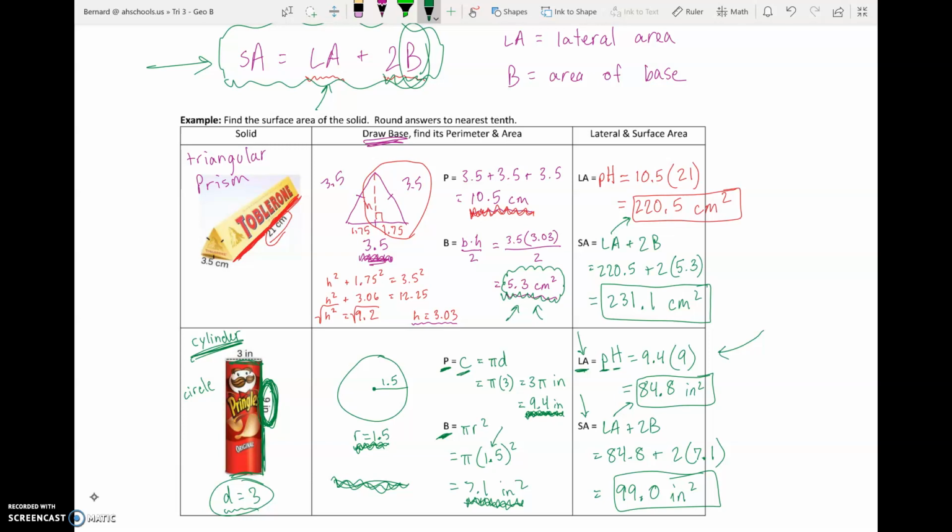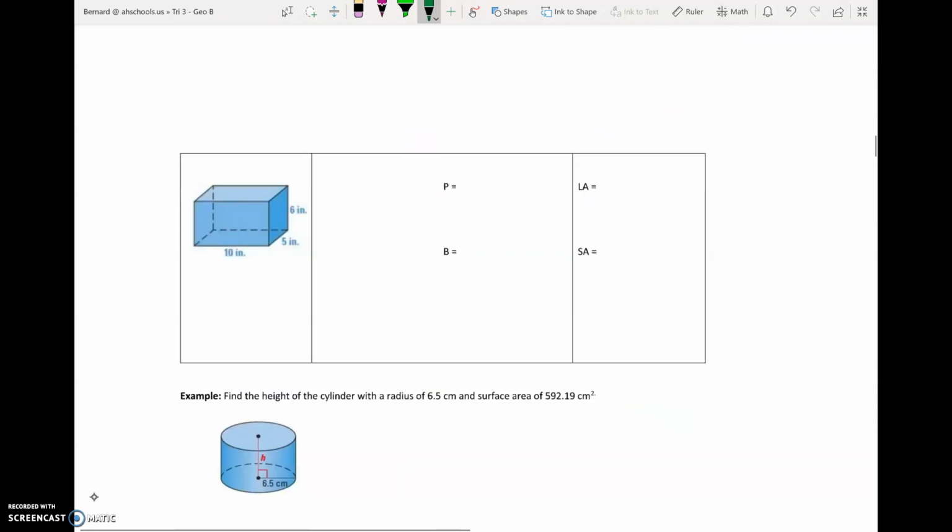And then for surface area, that's where we take our lateral area, so that 84.8, and we add to it 2 times our area of our base. And so that was the 7.1. And when we do that, we get 99.0. So let's repeat this process one more time.